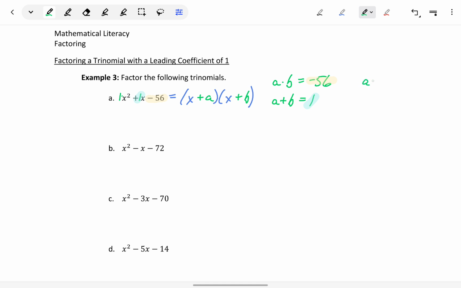So in this case, the pair we'd want to go with would be positive 8 and negative 7. These two values multiply together to give us negative 56, and when we add them together, we get positive 1. So we can rewrite this trinomial as x plus 8 times x minus 7.